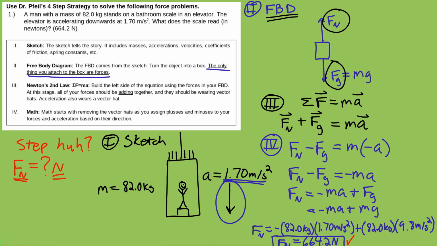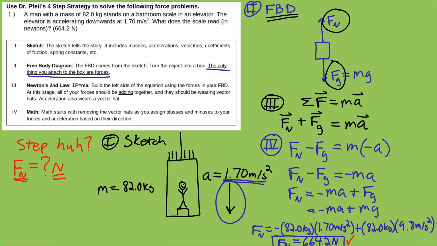Step 4 is the math. The first part of math in a force problem is going to be take the hats off and assign the signs. So when I take the hat off of F sub n, I look back at my free body diagram, and I have F sub n, that was going up. So when I take the hat off of that one gets a plus. F sub g, this guy right here, that was going down. So when I take the hat off of that guy, it gets a minus. So I've got this minus right here. And then to the right side, when I take the hat off of a, remember a in this problem happened to be going down, so that gets a minus as well.